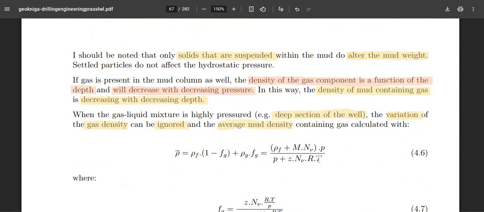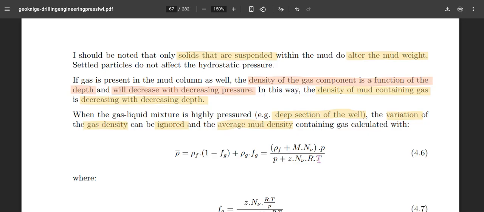In case a gas component is in the pipe or the annulus, the gas density will be a function of the pressure. If there is more pressure, there will be more gas density. We all know that when the depth increases, the pressure increases. So indirectly, the gas density would be a function of the depth.